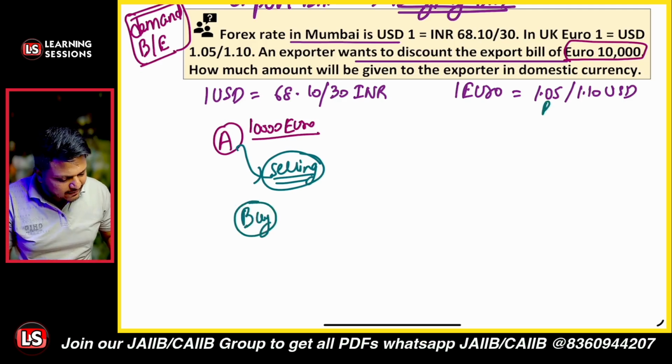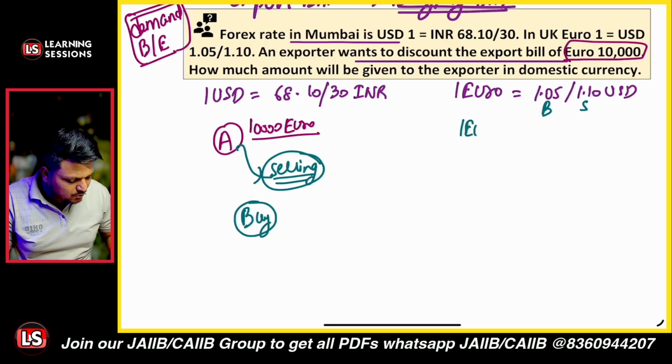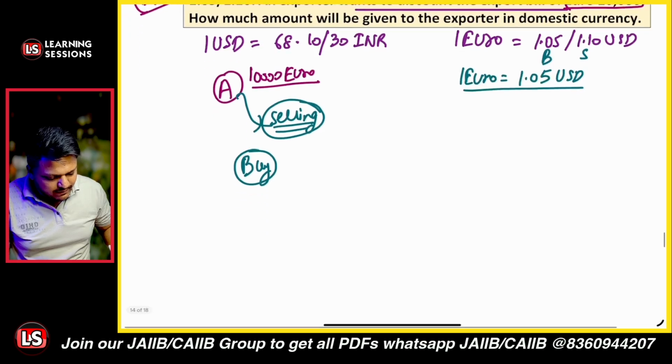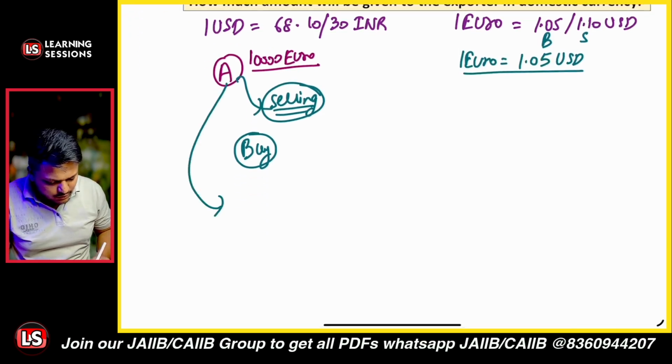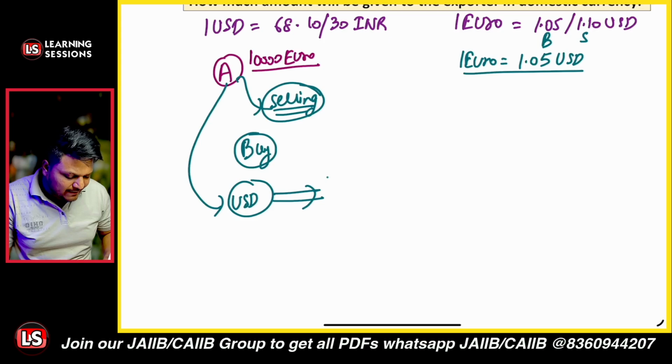So this is the buying rate, this is the selling rate. So we'll be looking for the buying rate. So it will be 1 euro is equal to 1.05 USD, right? Now after that, the person has bought the USDs. Now the person is having the USDs. Now person A will be selling the USDs so as to get the INR.